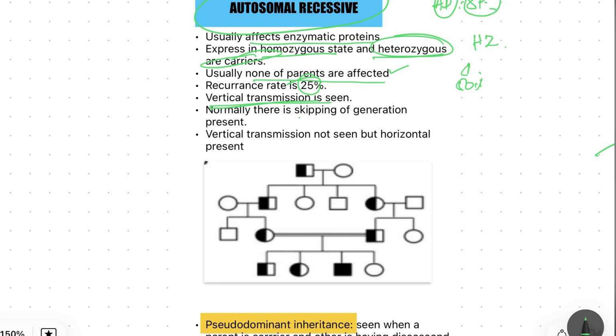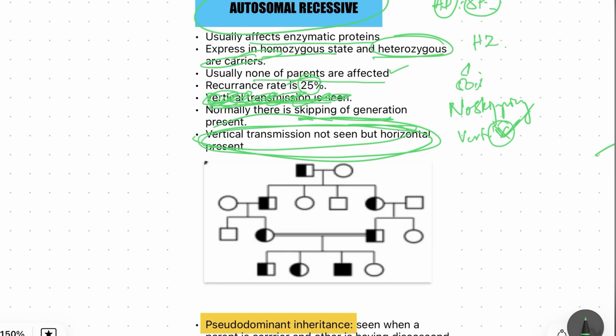Then the recurrence rate will be 25%. There it will be 50%. And there will be vertical transmission. There also it is vertical transmission. So the common point between autosomal dominant and autosomal recessive is transmission. That was actually what I wanted to compare, and it has been misprinted there. Vertical transmission is not seen in recessive, but horizontal will be present. So one more difference is that vertical transmission is absent here, but there it is present. So I hope that was clear.